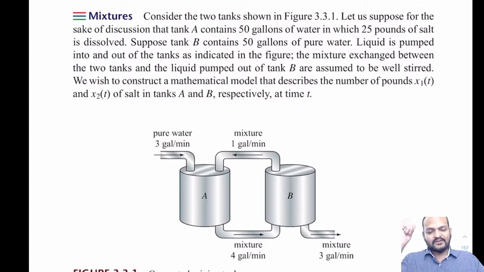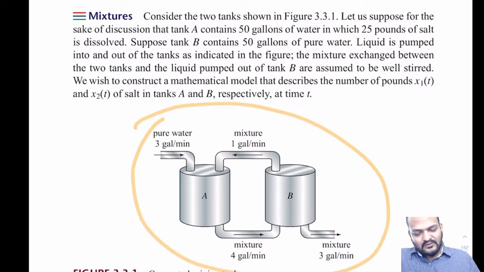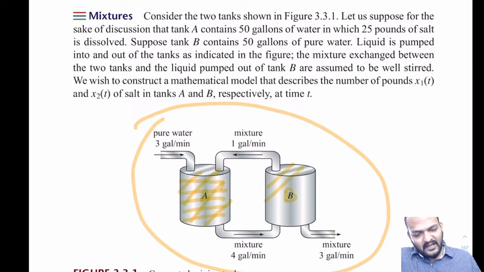All right. So we have a setting, as you see in the picture right here. The way that it is set up is that here's a tank A and here's a tank B, right? We have two tanks, and tank A contains 50 gallons of water, out of which 25 pounds of salt is dissolved. And tank B contains 50 gallons of pure water.